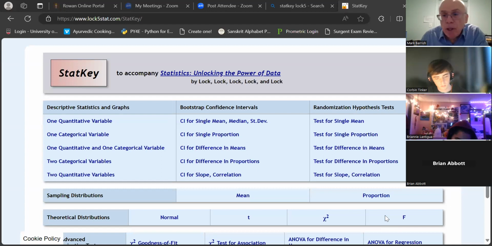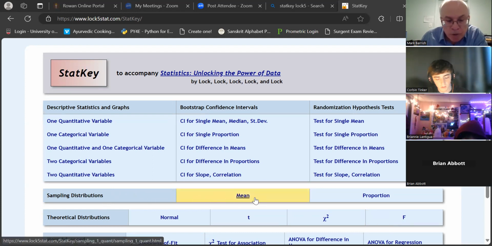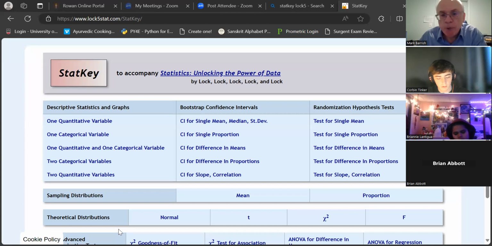Now, the main thing that you're going to be doing with StatKey, there are many features in here, by the way. You can play around with sampling distributions, all right? And it shows you how to play, and you can create an exercise for that. Maybe I'll do that when we get back from break. But what I want to show you here is two main columns that you'll be working with in this course. The middle column says bootstrap confidence intervals. And then this last one, which we haven't learned yet, and don't worry about it yet, is randomization hypothesis test. So ignore that for now.